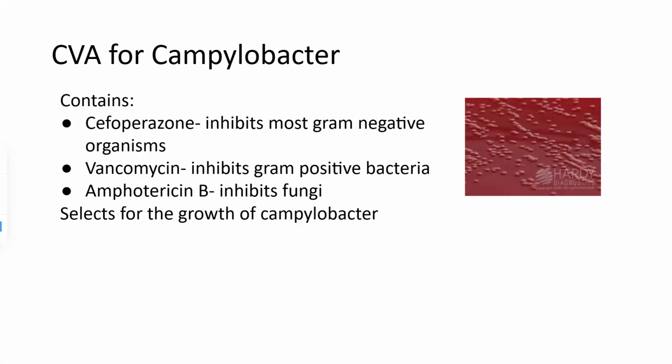So CVA for Campylobacter. So CVA contains cefoperazone, which inhibits most gram-negative organisms, vancomycin, which inhibits gram-positive bacteria, and amphotericin B, which inhibits fungi. And it selects for the growth of Campylobacter. When we streak for isolation on this agar, most other things are going to die, but if Campy was present in the patient sample, Campy would still survive. We also, as another selective feature, are going to put this plate in a microaerophilic environment. So we're going to put it in an environment where there's a little bit more CO2 and incubate it at 42 degrees Celsius, so much higher temperature.